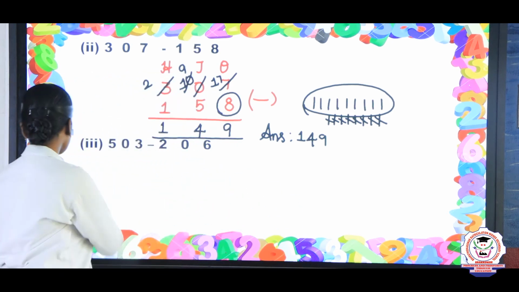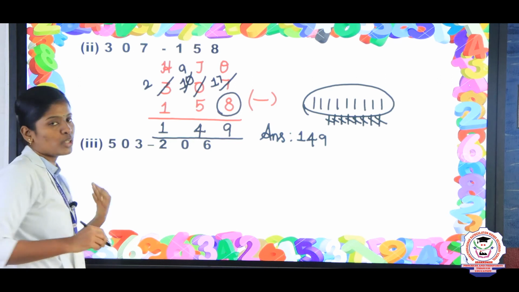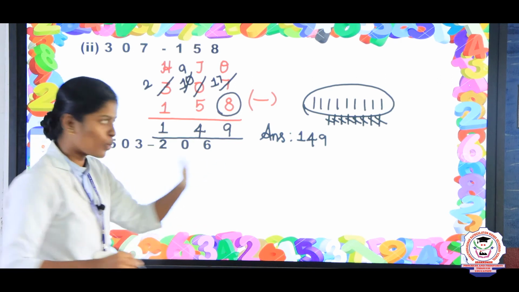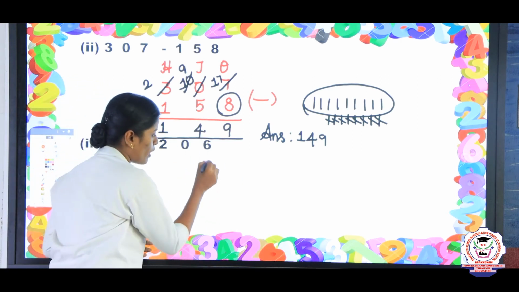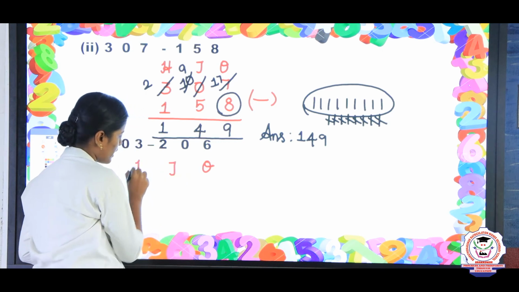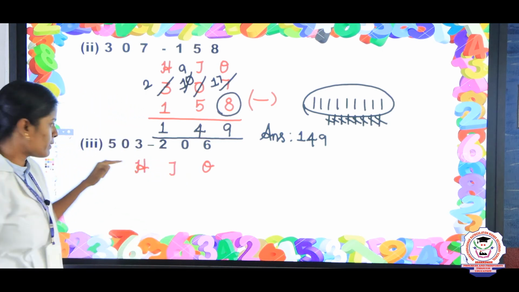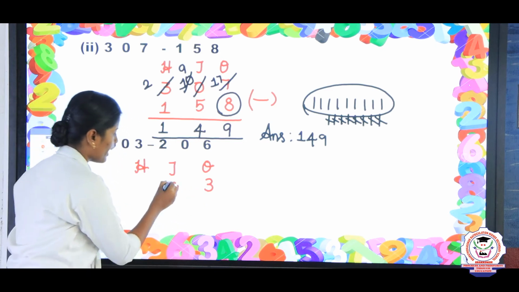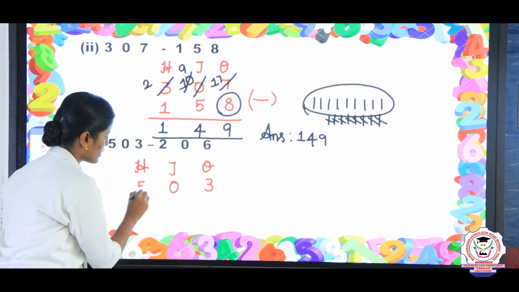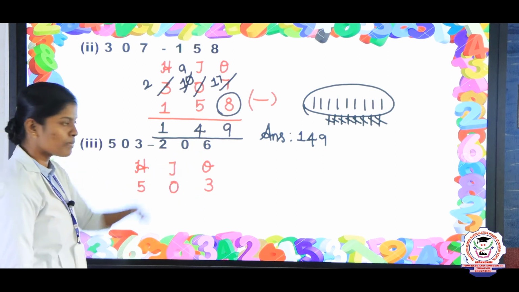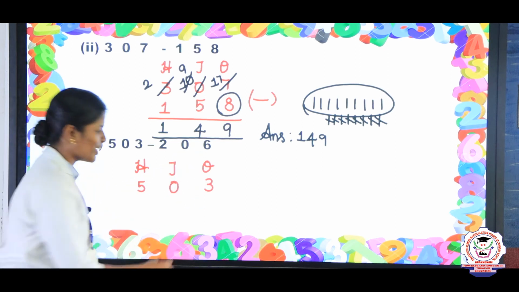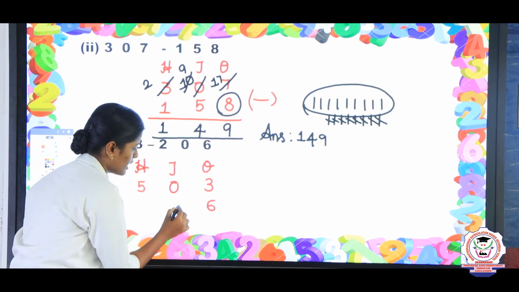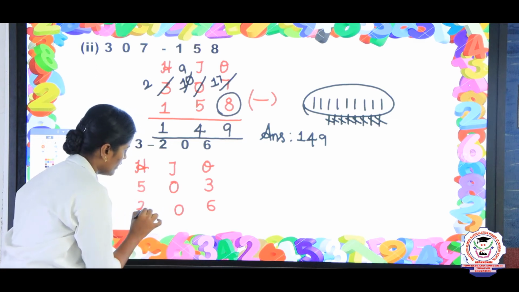Listen here. First as usual we will write the place values, right? So what is the first place value? Ones, tens and then hundreds. Here the ones place value is 3, the tens place value is 0 and the hundreds place value is 5. Now tell me Deepak, what is the ones place value here? Very good. The answer is 6, then 0, then 2.